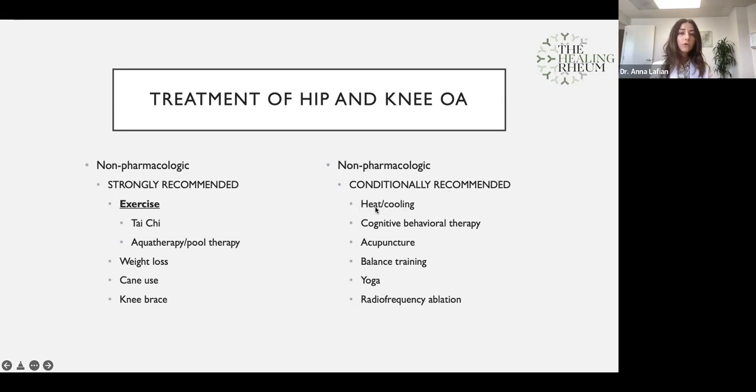Conditionally recommended, essentially meaning that there was some benefit, was heating and cooling. So alternating heating the joint and cooling, like an ice pack and a heating pad. Cognitive behavioral therapy. It's almost like a mental health exercise that can be done. Acupuncture. I'm a huge firm believer in acupuncture. I personally love it. I think that it's beneficial. And then balance training. This is really important, obviously, and this kind of ties into physical therapy, because if your balance and your gait is stabilized, your core strength is stabilized, you reduce your chances of falling and injury and things like that. And then yoga is also a really good one, because it incorporates stretching and things like that. And radio frequency ablation as well was listed here.